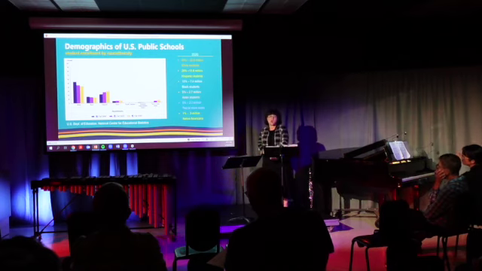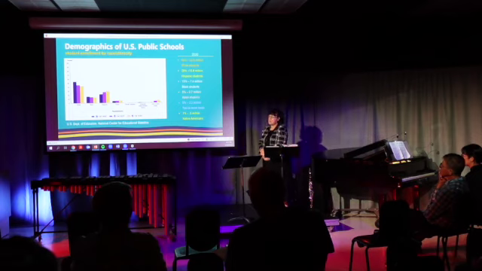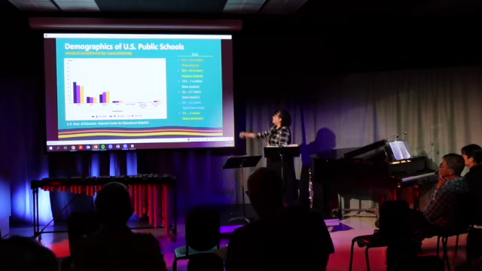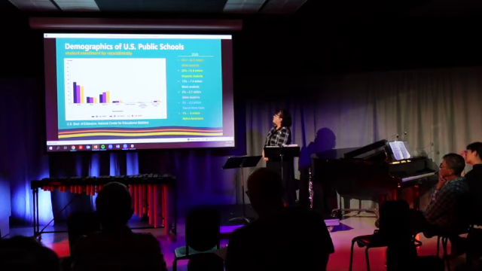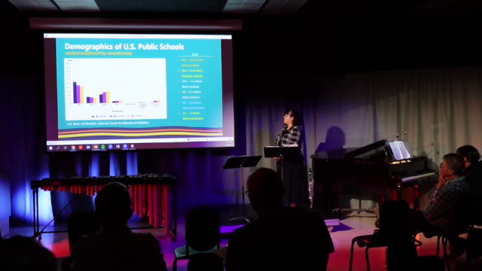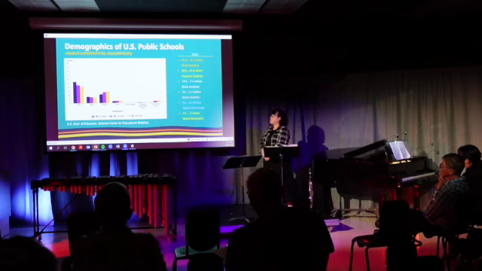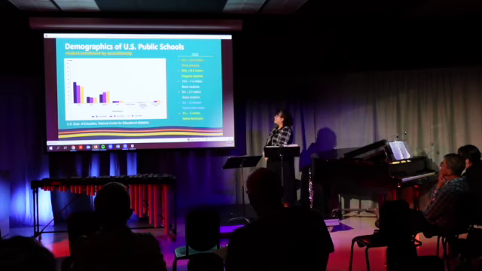The yellow bar is a projection of 2030, so you can kind of see the trend we're in. And then over here are the numbers that go with the bar graph. So 46% of United States classrooms are white, and 28% are Hispanic. Now you think 28%, but that equals 13 million students. That's a lot of Hispanic students in our classrooms.